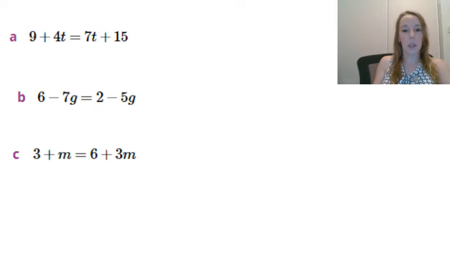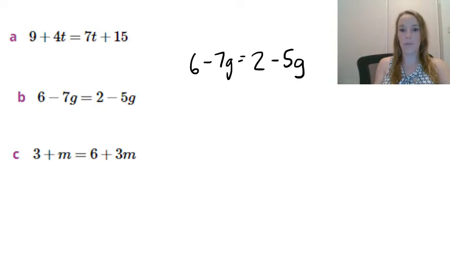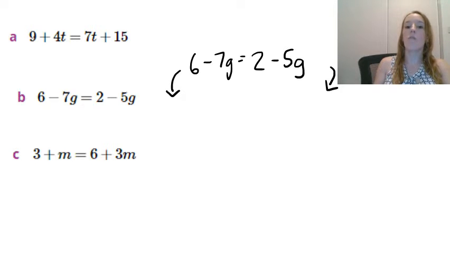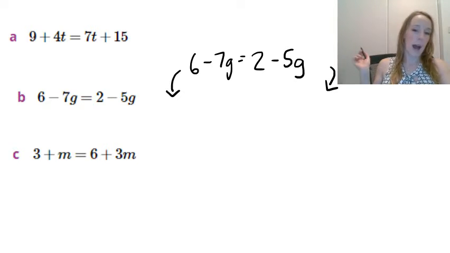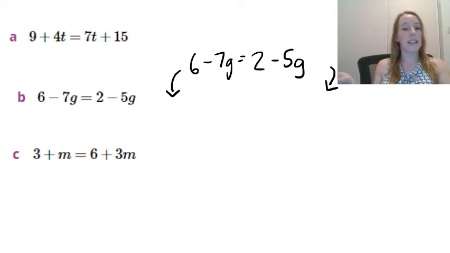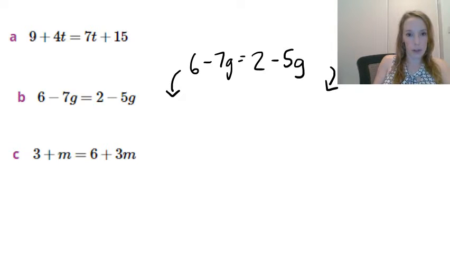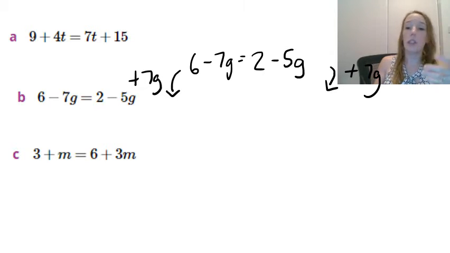Clear the screen. So we've got 6 take 7g equals 2 take 5g. So we are going to remove the variables. Now this time they're both negative, so we've got negative 7g and negative 5g, so the opposite would be adding. Again, it's up to you which side you want to do. You can deal with the negative 7g or the negative 5g. As I said, I always prefer to deal with the smaller number, so in this case the one that's furthest away from 0. So I'm going to do plus 7g to both sides. Again, you could do it the opposite way, you're still going to get the same answer.